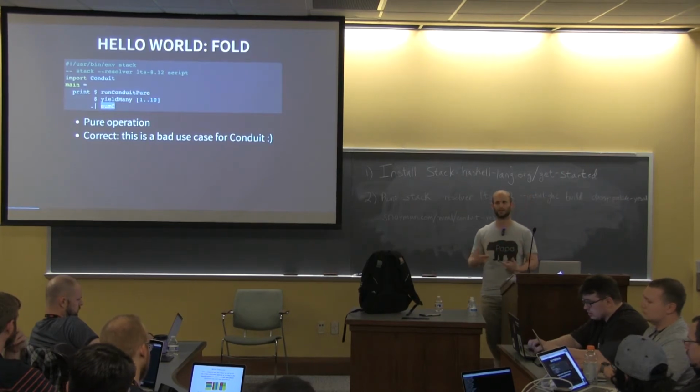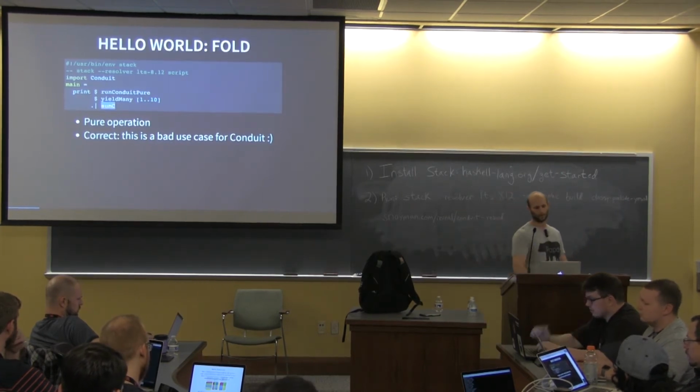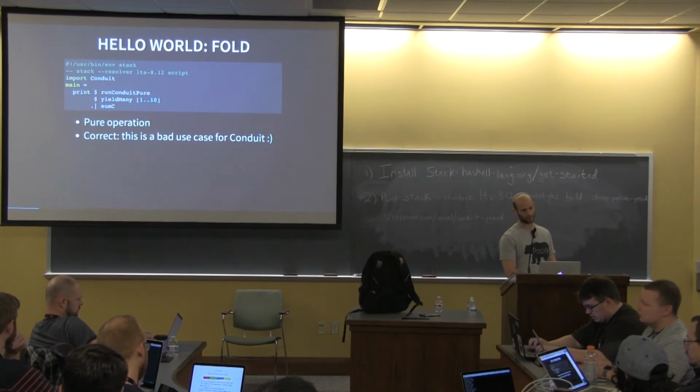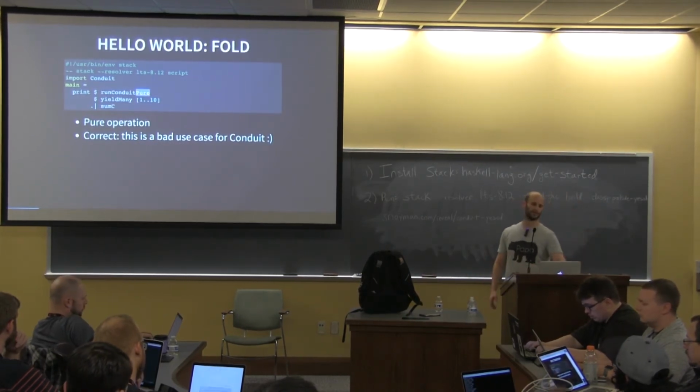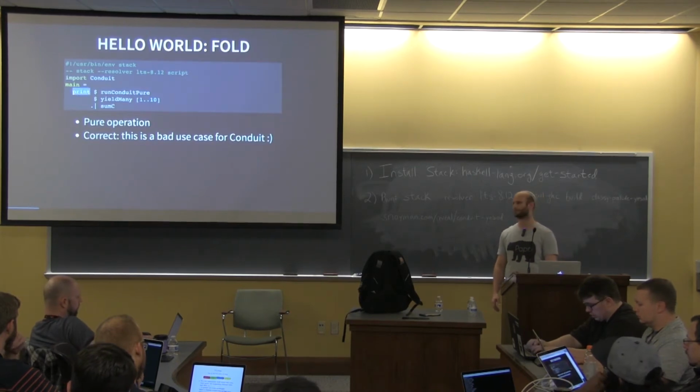So you can start to see a little bit of the naming. We're sticking C at the end. We're going to run this. We're going to run this purely, meaning in the identity monad. So there's no side effects. And then we're going to print the result.